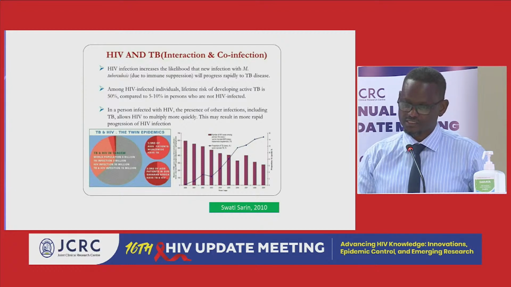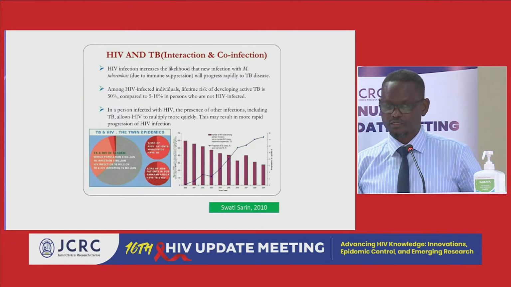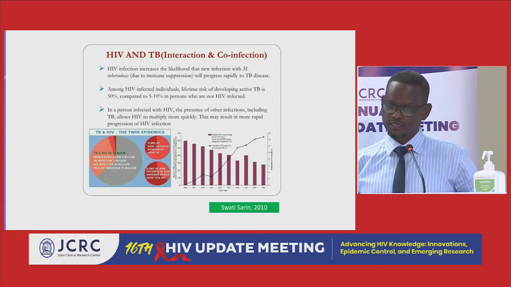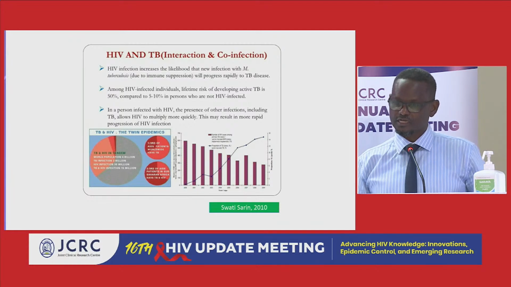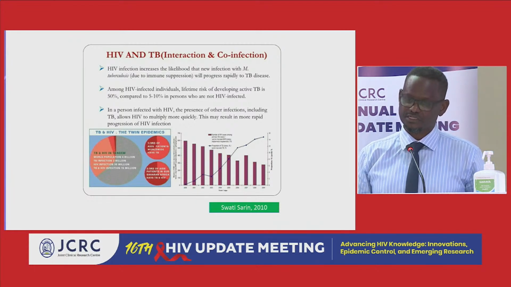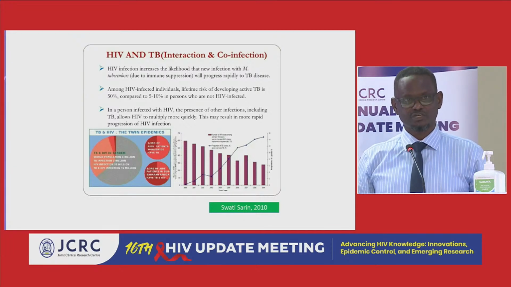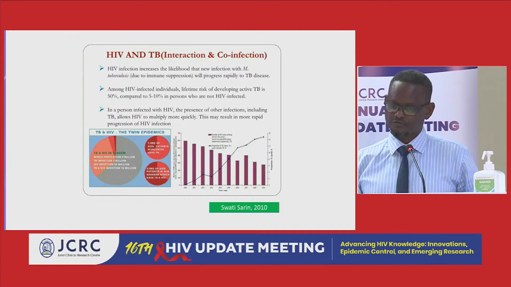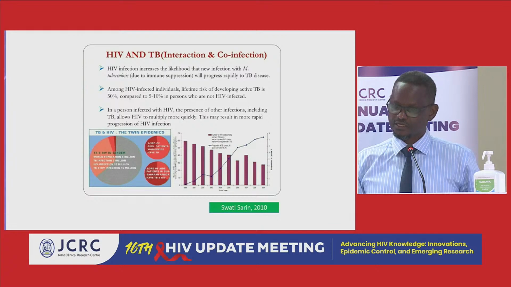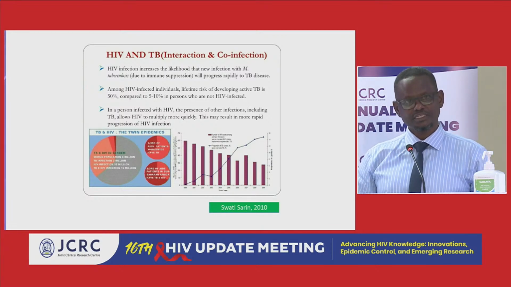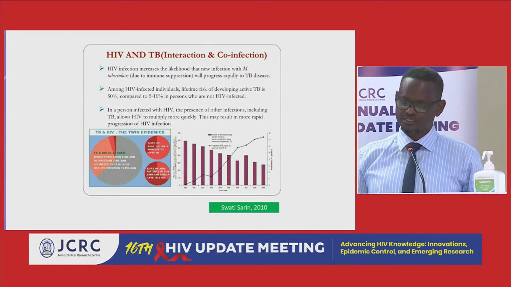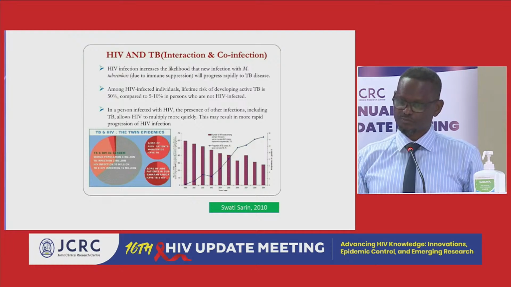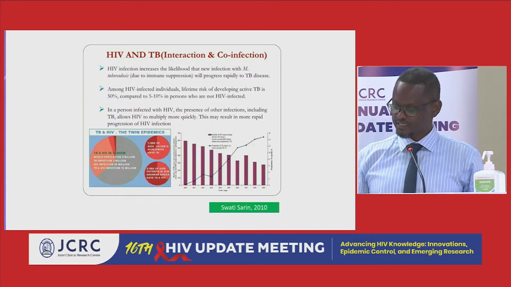Now what about TB? This is a slide that some people have seen before. HIV increases the likelihood of development of TB, both in adults but also in children. Among the HIV-infected individuals, the lifetime risk of developing active TB is 50% compared to about 5 to 10% in those who are not HIV infected. So HIV really increases your chances of getting TB. And if a person has HIV and there are other infections, including TB, then the HIV progresses. So the presence of TB leads to advanced HIV, or the HIV progresses much more in the presence of TB. That's what we learned from this slide.